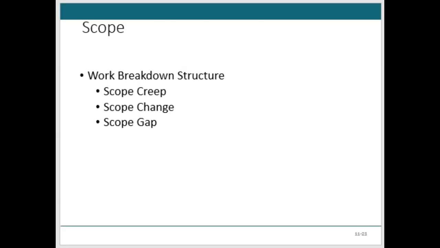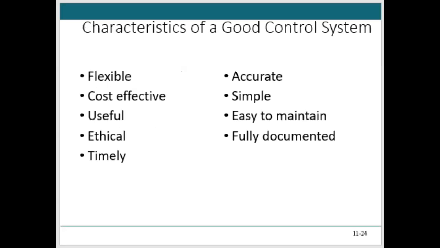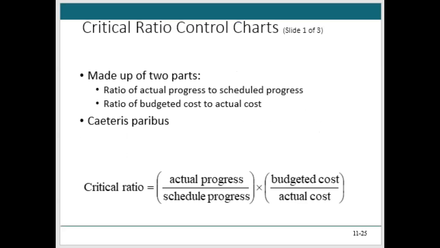A good system overall, though we want it to be detailed and accurate, still has to be flexible, has to be within your budget, has to be something the stakeholders and decision makers can use, etc. And I went over the rest of this list on characteristics of a good control system.